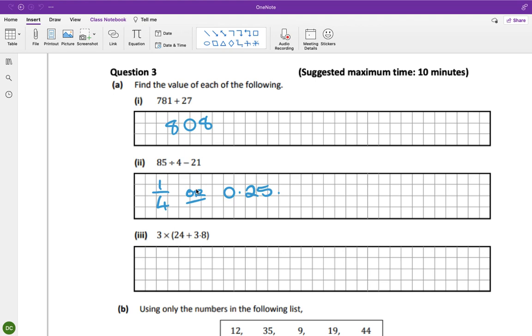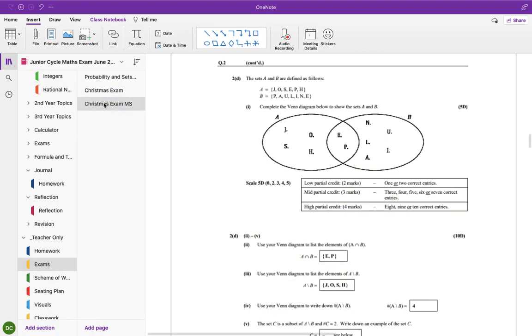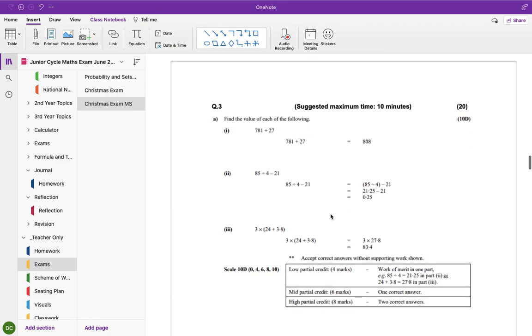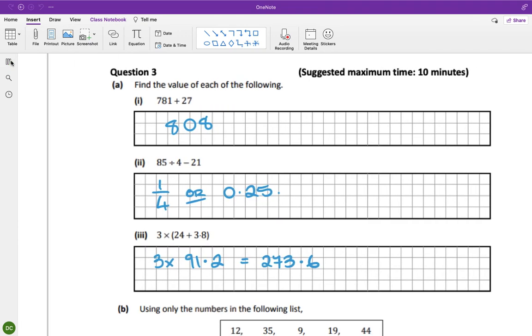And the next one is, so we do the 24 plus the 3.8 first. So it's 3 multiplied by, and then do the bracket. So 24 multiplied by 3.8 is 91.2. And then do 3 times that. So that is 273.6. So all 3 of them together are worth 10 marks.